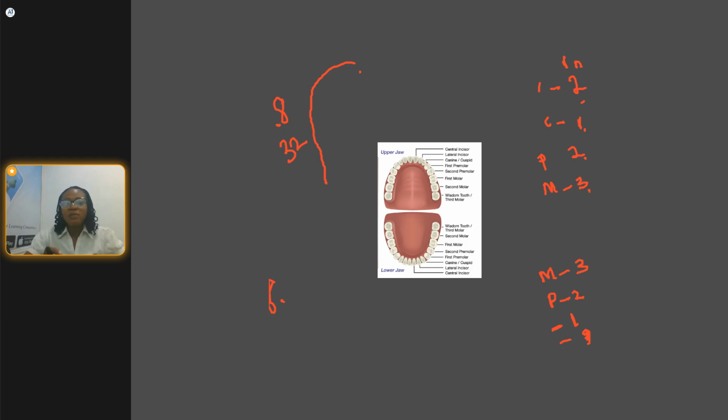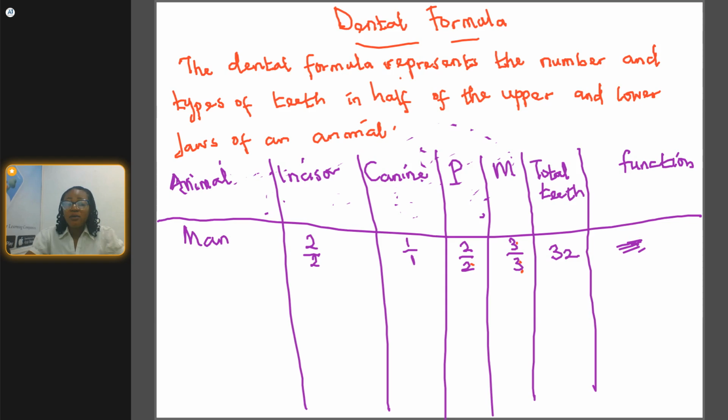So the same method I used to calculate the dental formula for human is the same thing you are using for the other mammals. All right, so I just want you to have the idea of how we arrive at these formulas. Okay, so we are done with man.